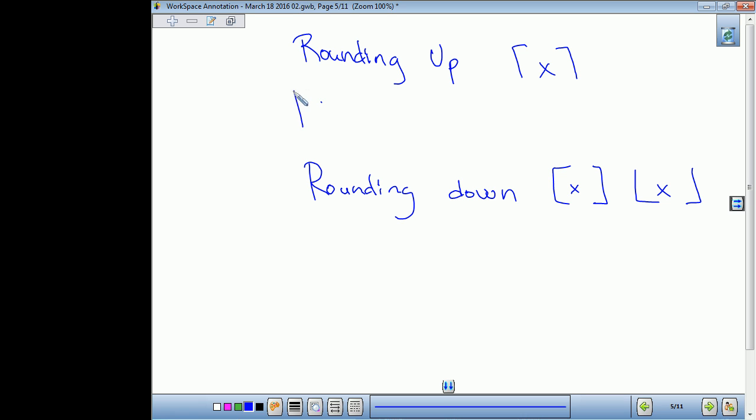So if we solve things like this, if we rounded this number up to the next integer, what would it be? 3. If we rounded this up to the next integer, what would it be? 1. If we rounded this up to the next integer, what would it be? -3. Okay, so all those are rounding up.